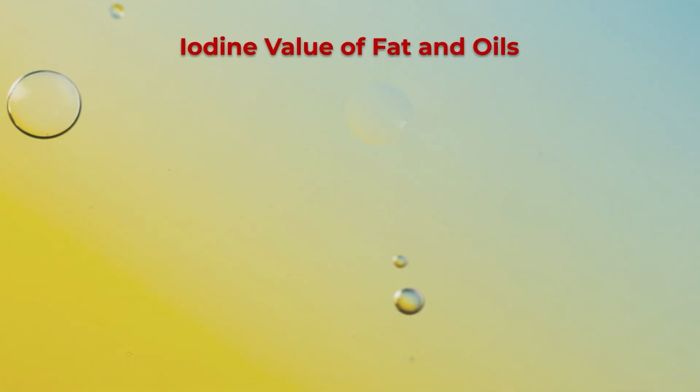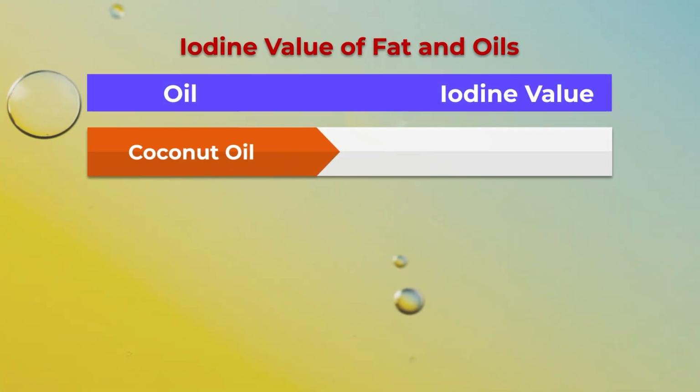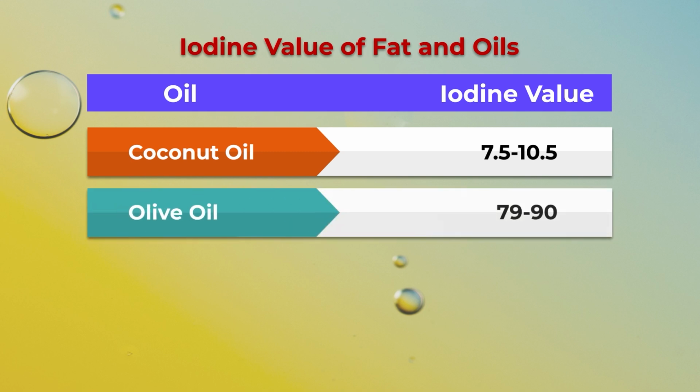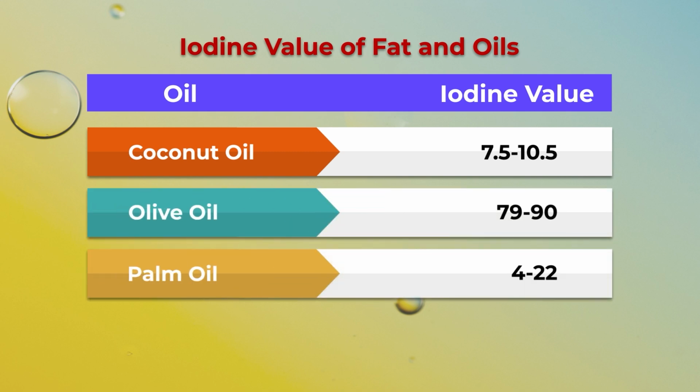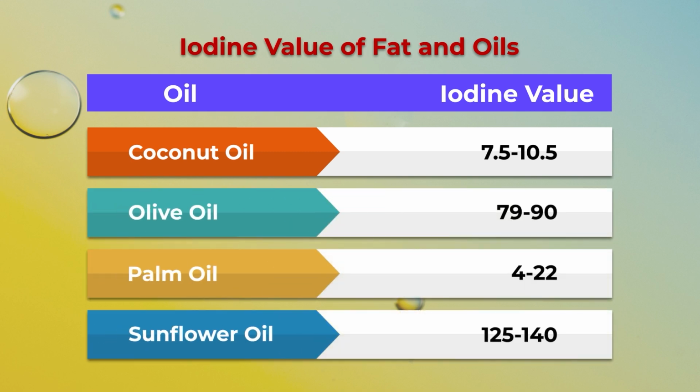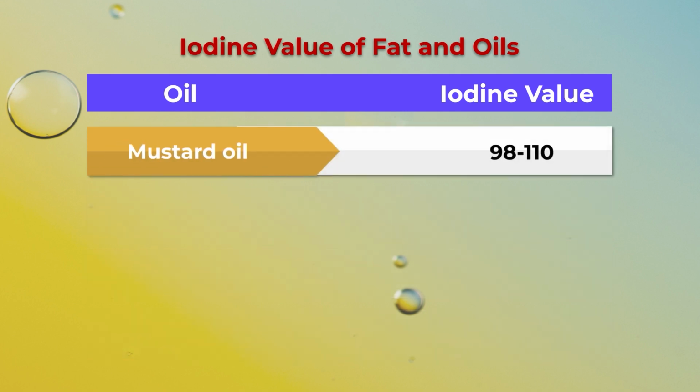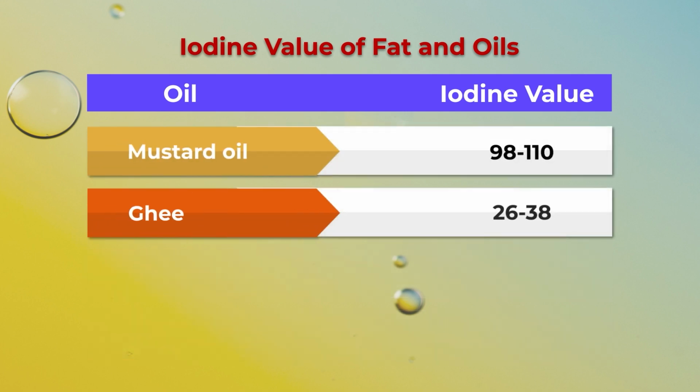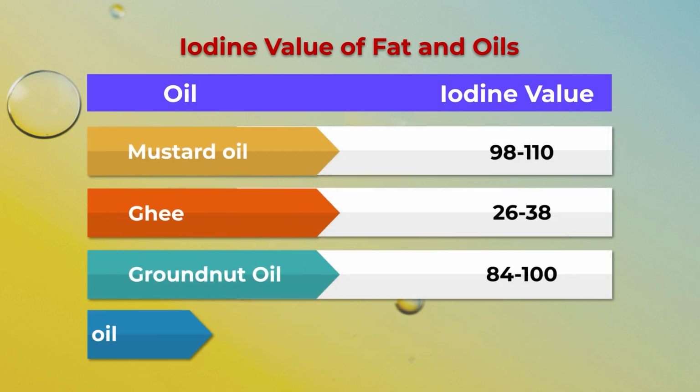Iodine value of various oils is there. Coconut oil is 7.5 to 10.5, olive oil 79 to 90. You can imagine olive oil, so much of unsaturated. Sunflower oil is 125 to 140 milligram per 100 gram of fat. And look at mustard oil, 98. The ghee is 26 to 38.